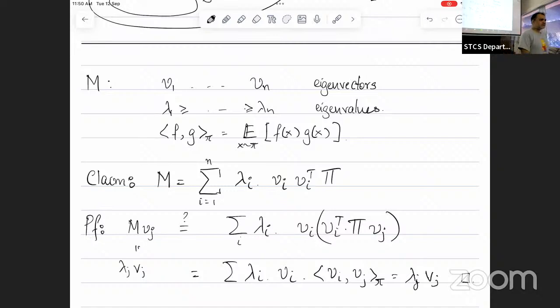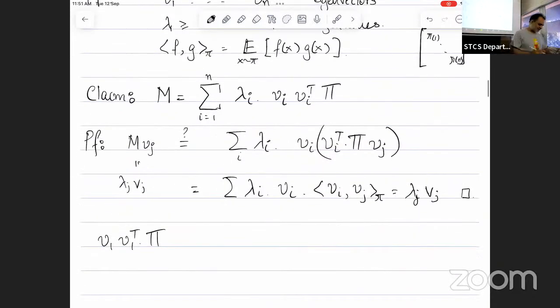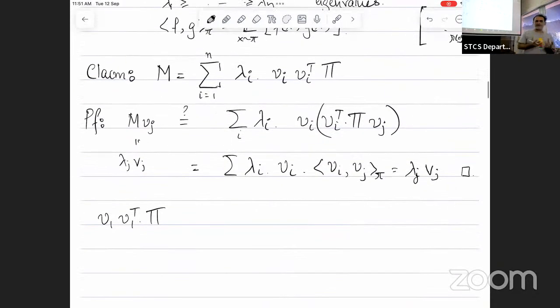Pi, you're interpreting it as a diagonal matrix where you put the stationary distribution on the diagonal. In the traditional fashion, if you're dealing with a d-regular graph, this pi is 1 over n times the identity. So let's focus on what this matrix will look like.